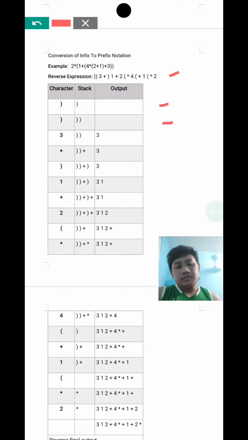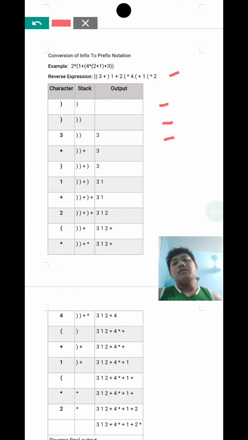The next character is 3. Since 3 is an operand, it is appended to our output. So you can see the output is 3, and our stack contains the parenthesis and the other parenthesis.